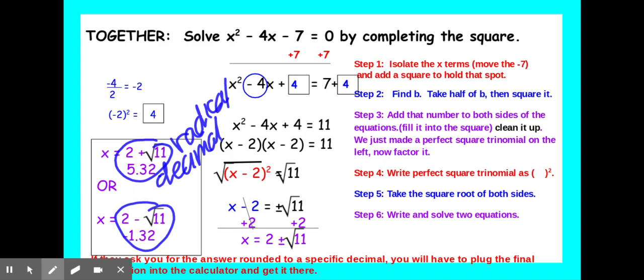So you guys, this is it. Make sure you get this. This is completing the square.